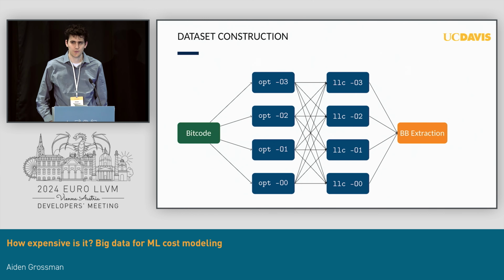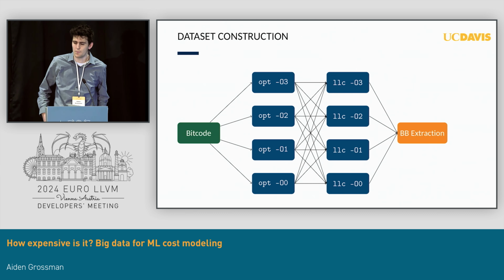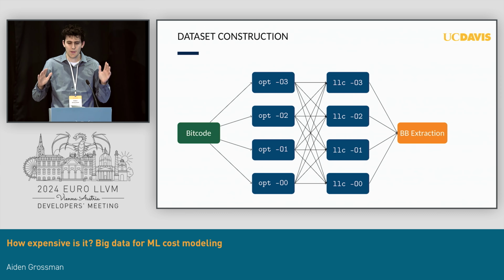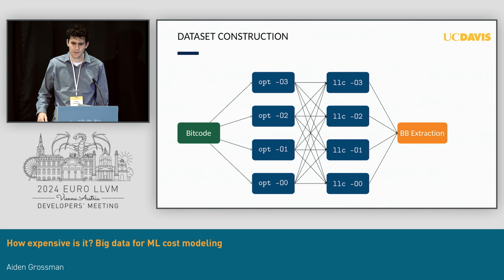For the dataset construction, we use ComPile, which is a large collection, the open split being about 600 gigabytes of bitcode across a couple hundred thousand bitcode modules. We take the bitcode and run it through a bunch of different pipelines, the different opt pipelines and the different llc pipelines. Then we get out a bunch of different basic blocks that we can extract. Then we run the post-processing.